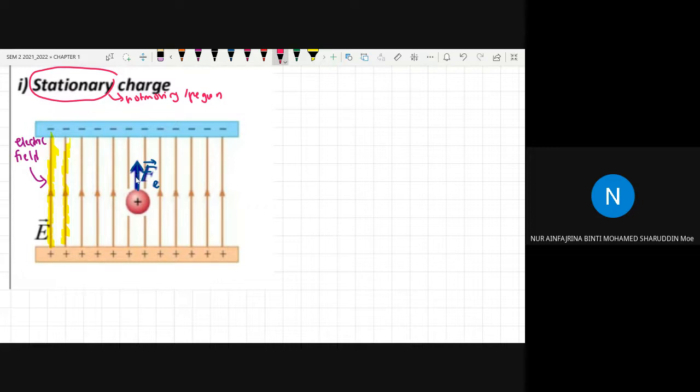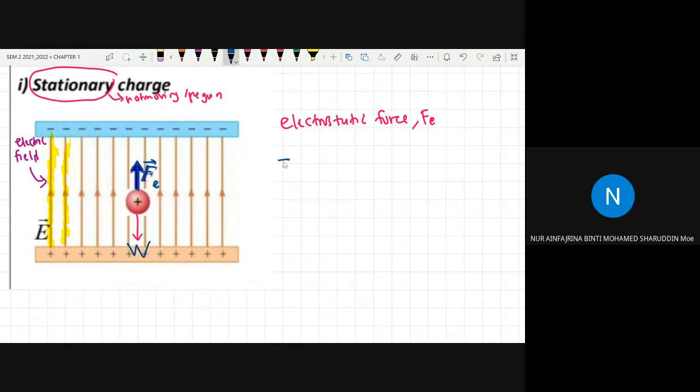Okay, sekarang dia akan ada juga satu force ke bawah ni. Siapa tahu ini force apa? FE electrostatic force. Siapa tahu ini force apa ke bawah? Remember your chapter 4, Semester 1. Gravitational. Very good. So dia adalah gravitational force ataupun kita kata dia adalah weight. So sekarang dia adalah stationary, means it's not moving.